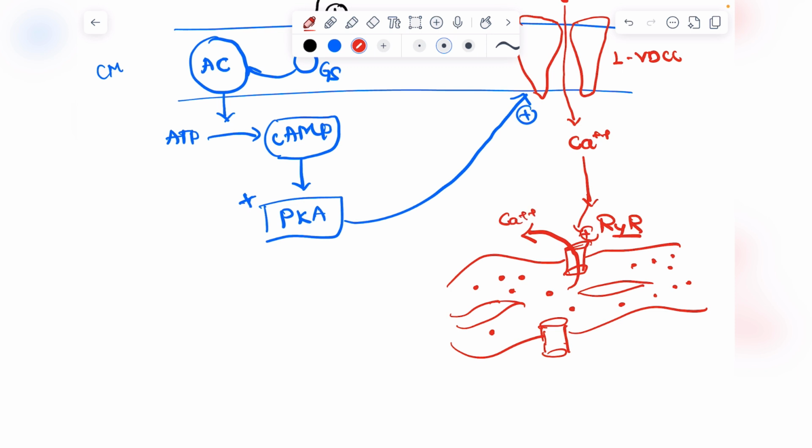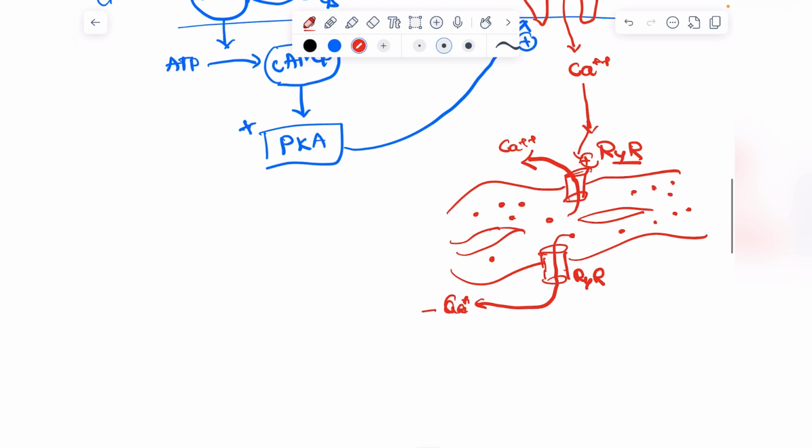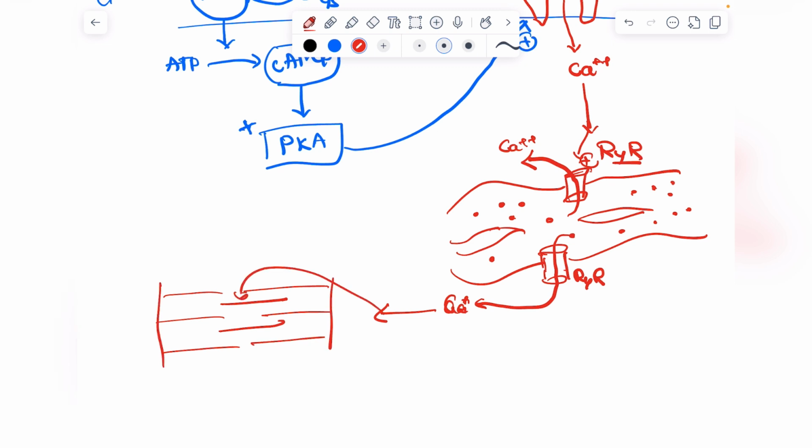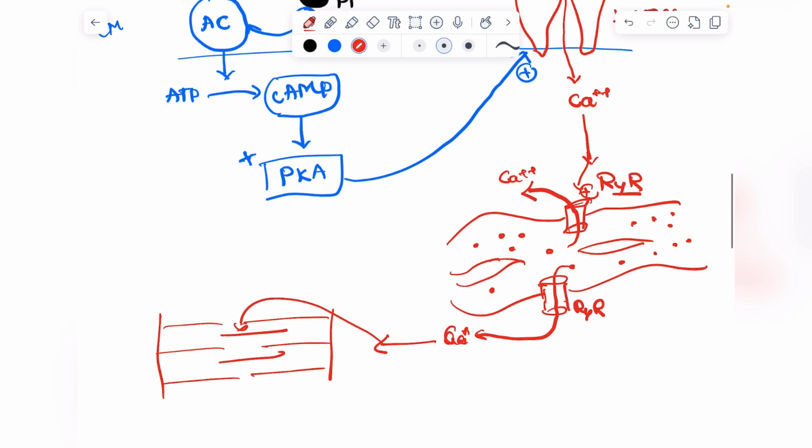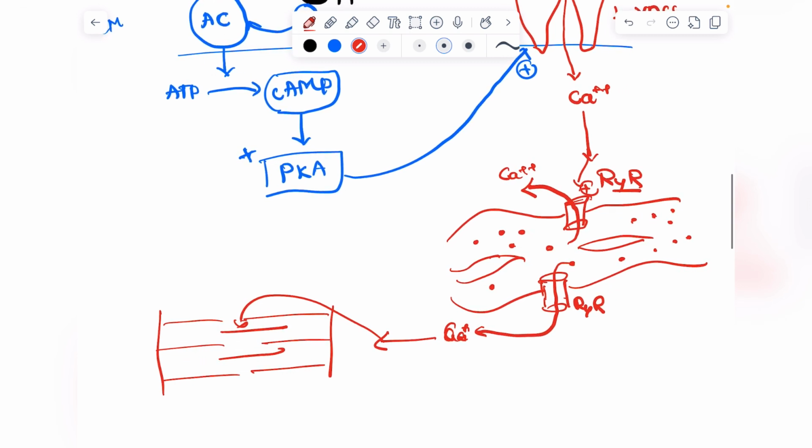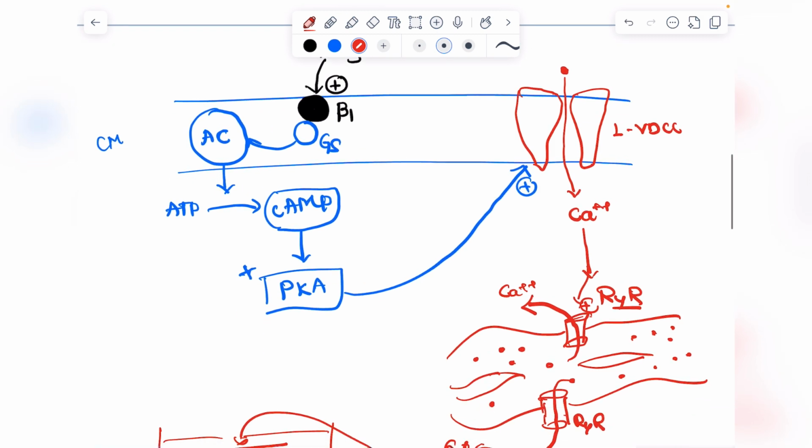This is called calcium dependent calcium influx, through the RYR, that is your ryanodine receptor. Calcium comes into the cytoplasm, and what does this intracytoplasmic calcium do? It will go and act on the myosin and actin complex, thereby increasing contraction. There is an interaction between myosin and actin, causing contraction and increasing the force of contraction. This is what is happening in your myocardium and skeletal muscles. This process is enhanced; the calcium entry is enhanced by beta 1 stimulation.